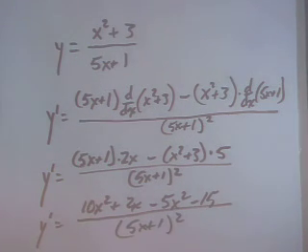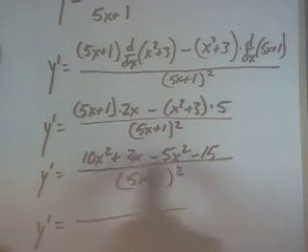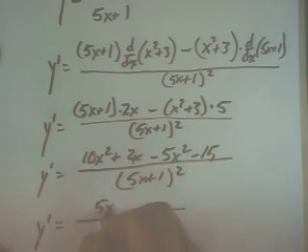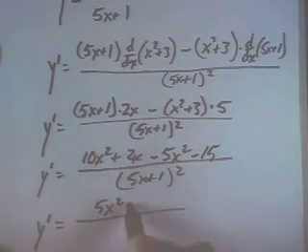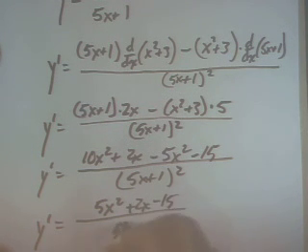And then finally, we see the numerator, 10x squared minus 5x squared is 5x squared, and then plus 2x minus 15, over 5x plus 1 squared.